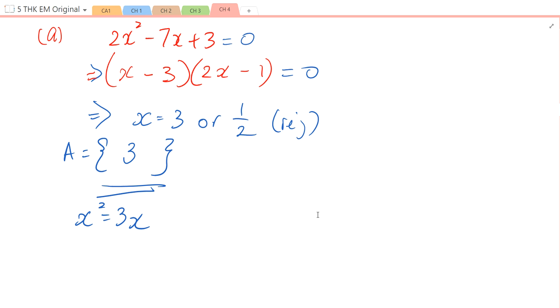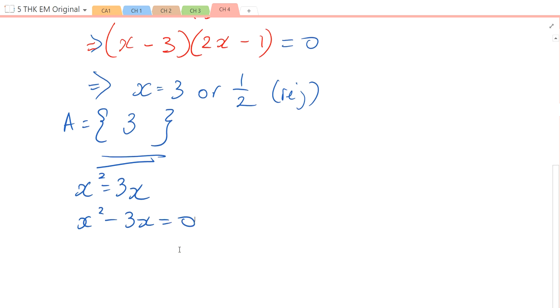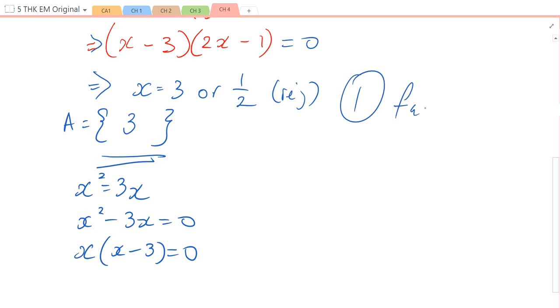Okay, Junior, you say bring the 3x over, right? What do you mean? x squared minus 3x equals 0. Okay, you subtract 3x on both sides. Then what do we do? Take out the x. You mean factorize the x out. Okay, x times x minus 3 equals 0. Look, this is factorizing. To solve quadratic equations, you know 3 methods. One is by factorizing. The second one is completing the square.